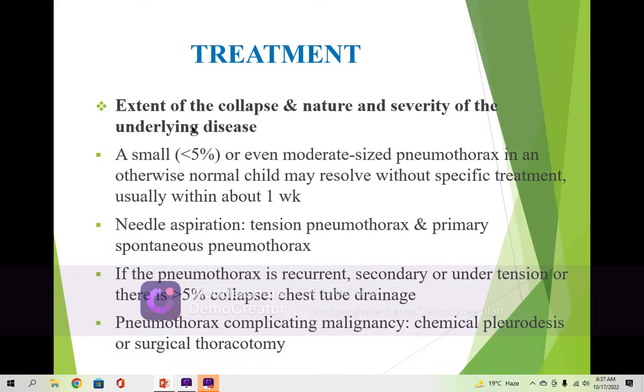The treatment depends on the extent of the collapse and the severity of the alarm. The small pneumothorax, less than 5%, I will say 3%.